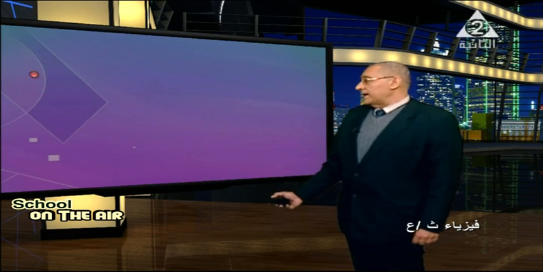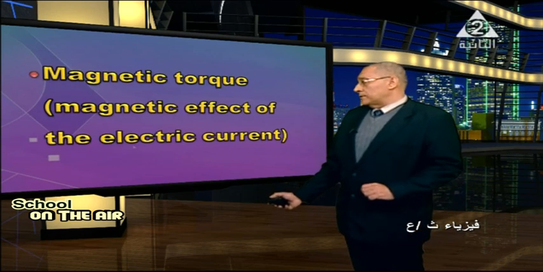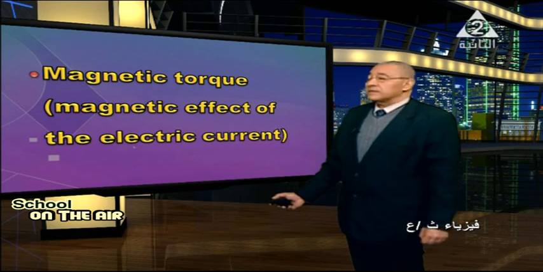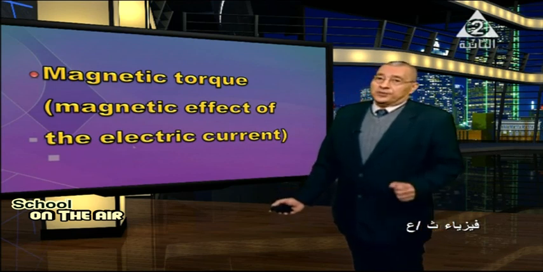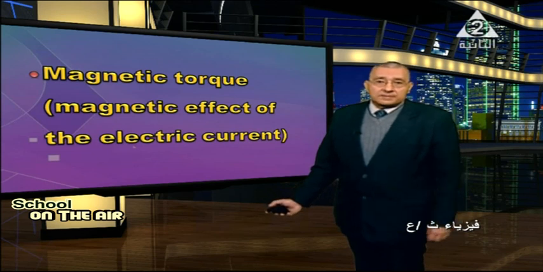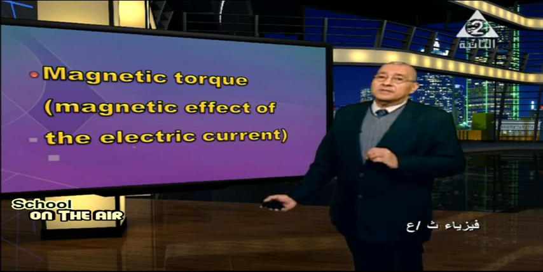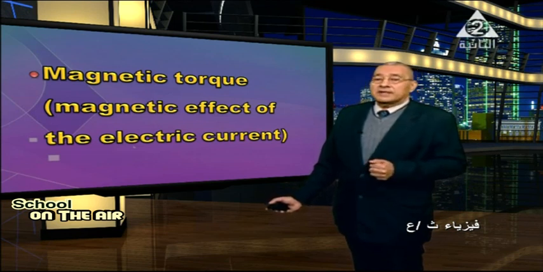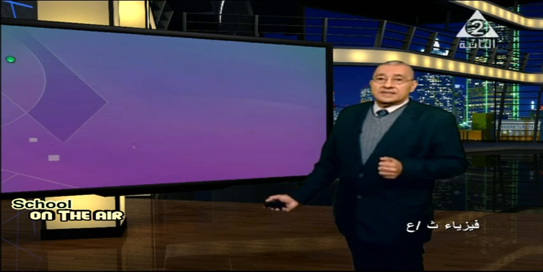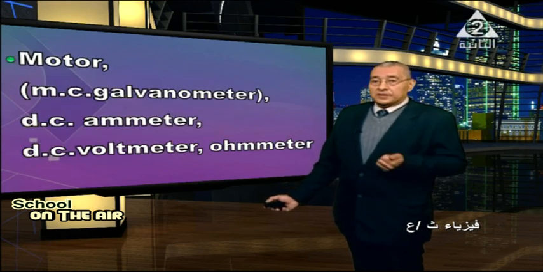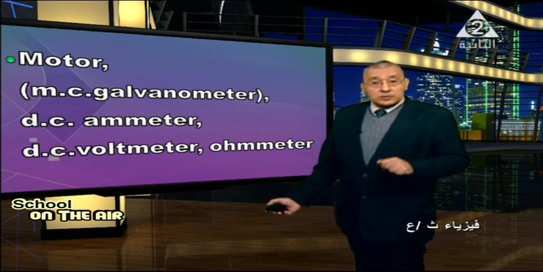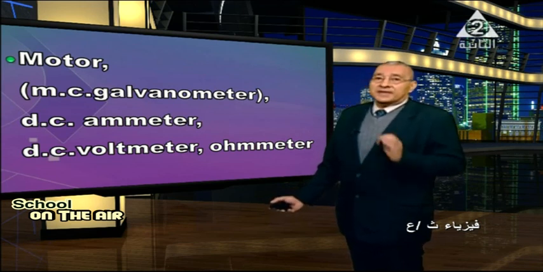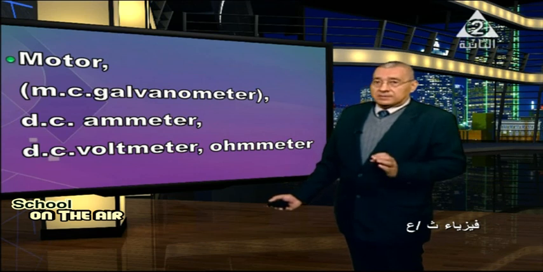Also, we want an application of magnetic torque, or of the magnetic effect of the electric current. We've got a lot of devices whose function depends on magnetic torque, such as the moving coil galvanometer, the DC ammeter, the DC voltmeter, ohmmeter, and also the motor. They are all based on magnetic torque, or the magnetic effect of the electric current.